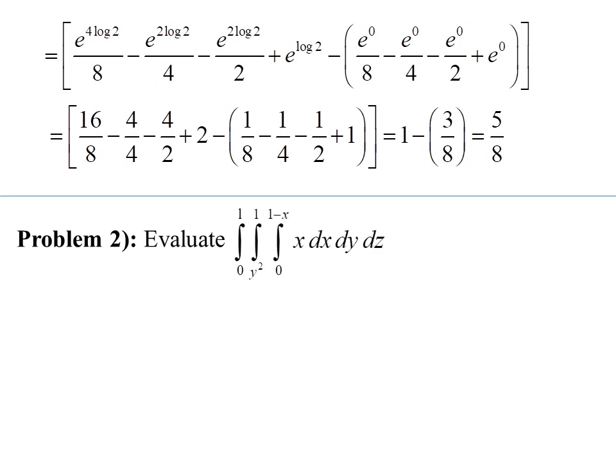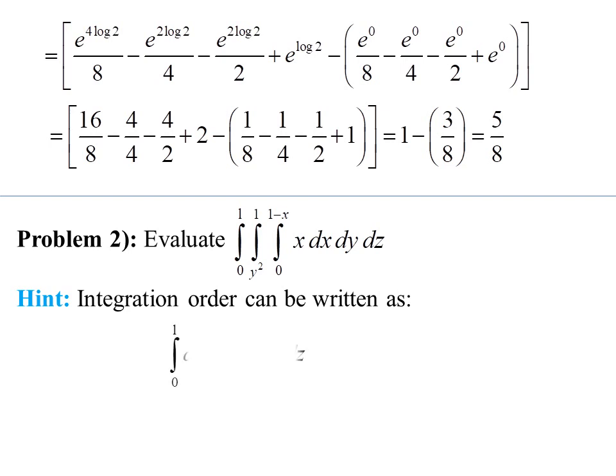Evaluate triple integration of x dx dy dz where limits are 0 to 1, y square to 1 and 0 to 1 minus x. Now with the hint I am going to give you, the integration order can be written as follows. Now you can guess easily and stop this video here and try to write down the order of integration on your own. If it's not possible for you, get back and try to understand the order of integration. So here I am giving you the order of integration as this one.